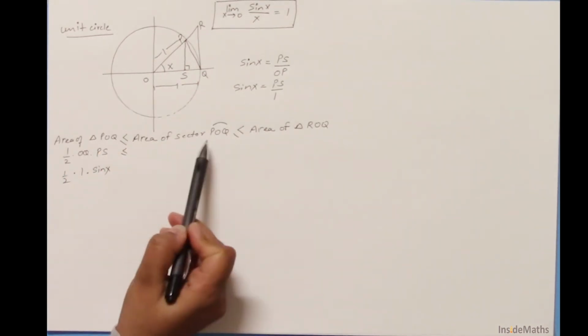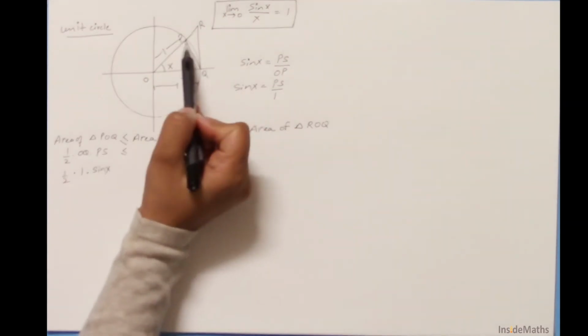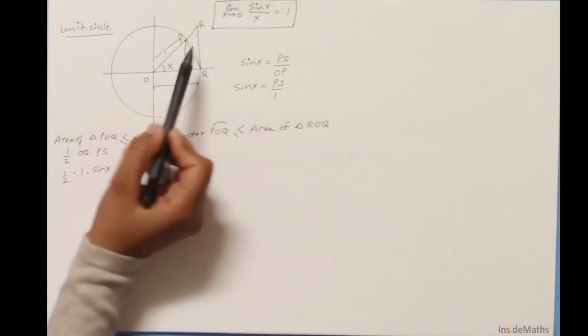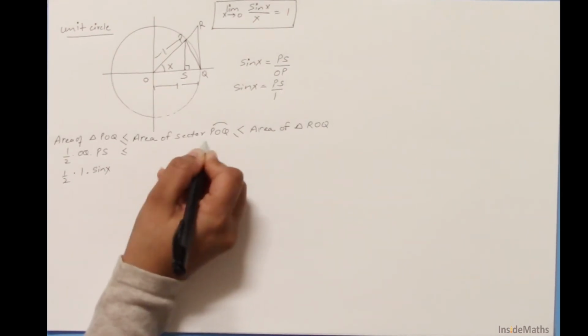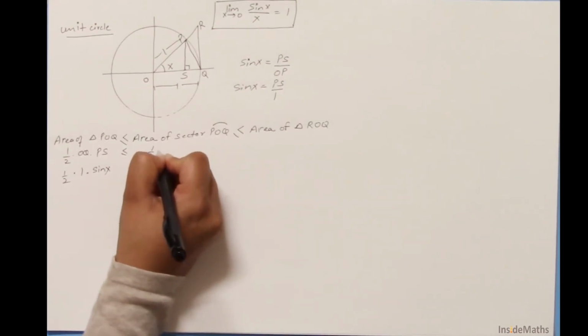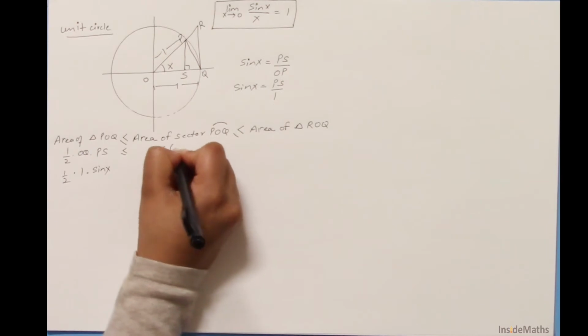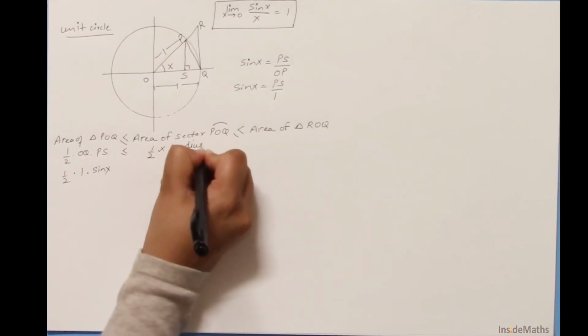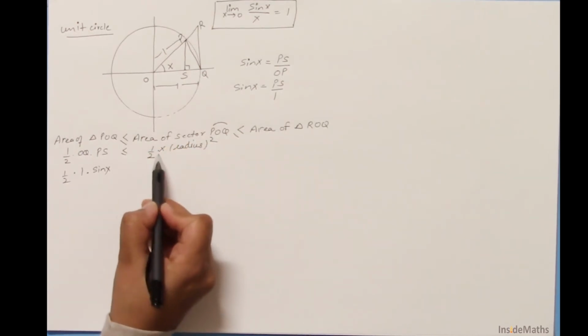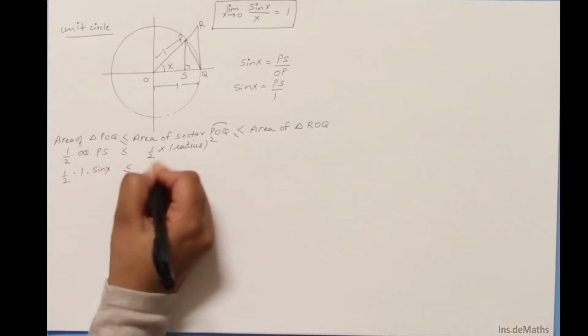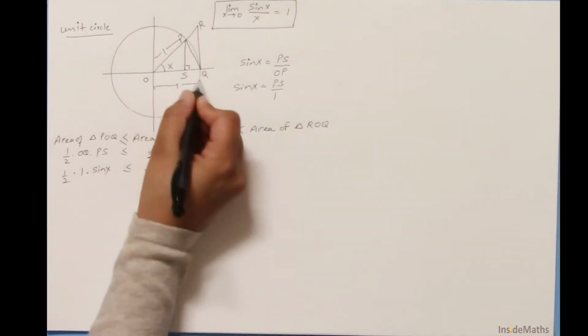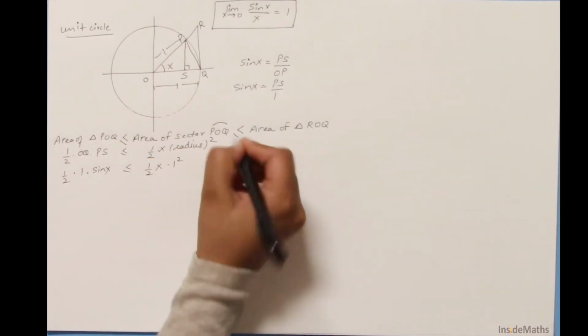Now, I have to find the area of the sector, which is POQ. The formula to find the area of a sector is 1 by 2 into angle into radius square. So it becomes 1 by 2 x, radius is 1, so 1 square.